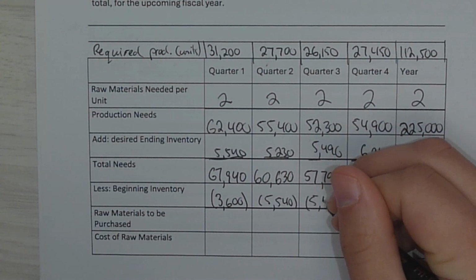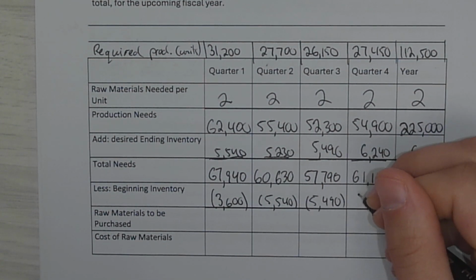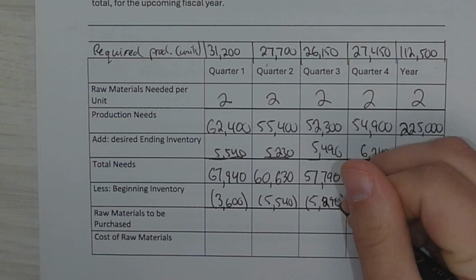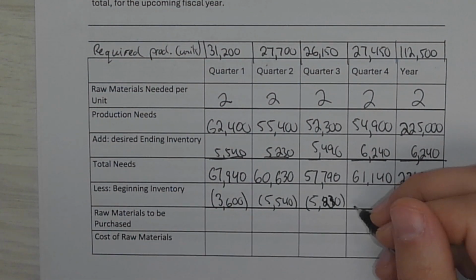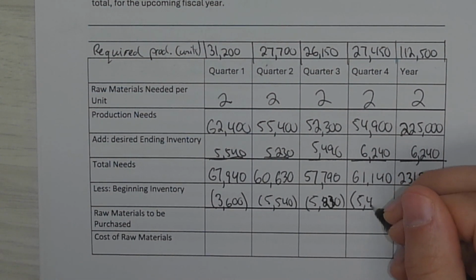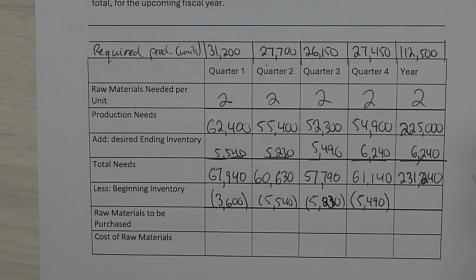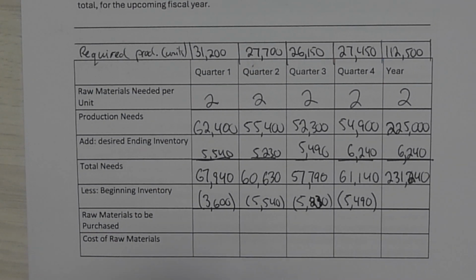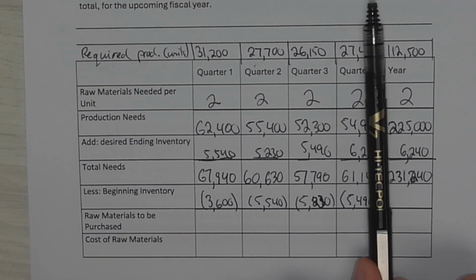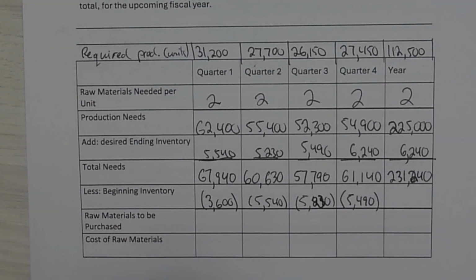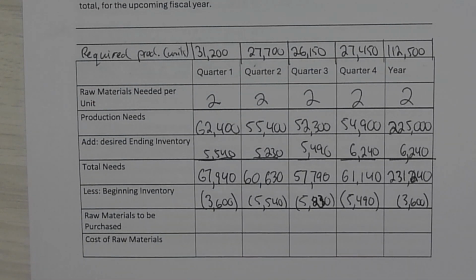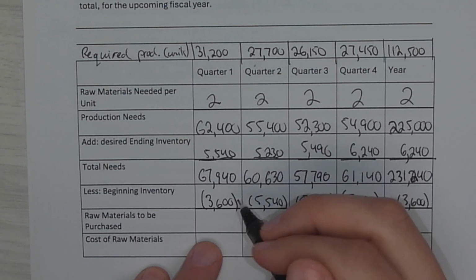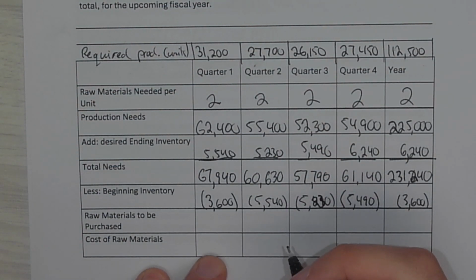5,230. This one here. And then at the beginning of the year, if we were to look at this again, like a full year, not adding up, well, our beginning inventory is 3,600. So what are the raw materials to be purchased? We just take our total needs less our beginning inventory.